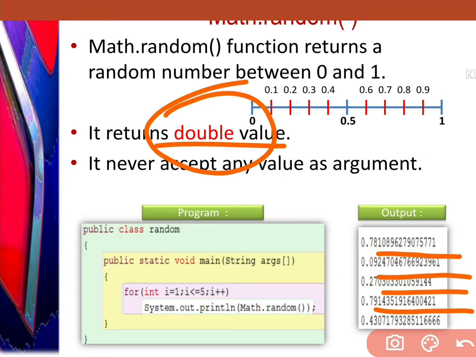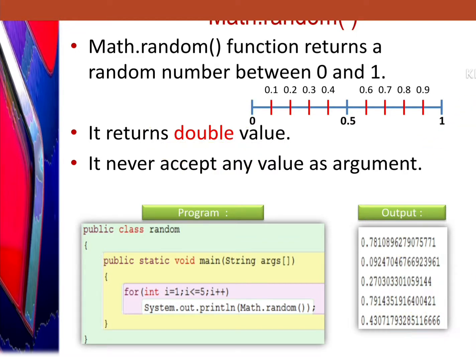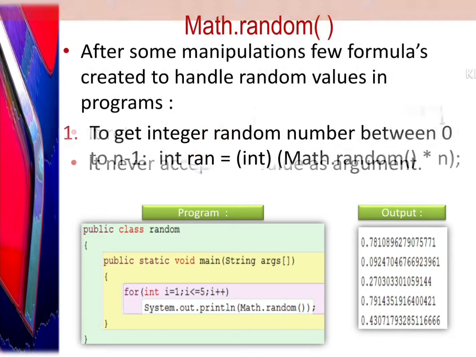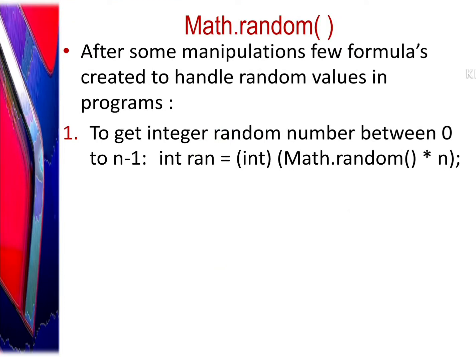Any value between 0 and 1. 5 times I ran it, that's why we are having 5 different values. And now see, after doing some manipulation, random always provides a value between 0 and 1. Some manipulation they are going to do with the random. Manipulation means some changes they are going to do.